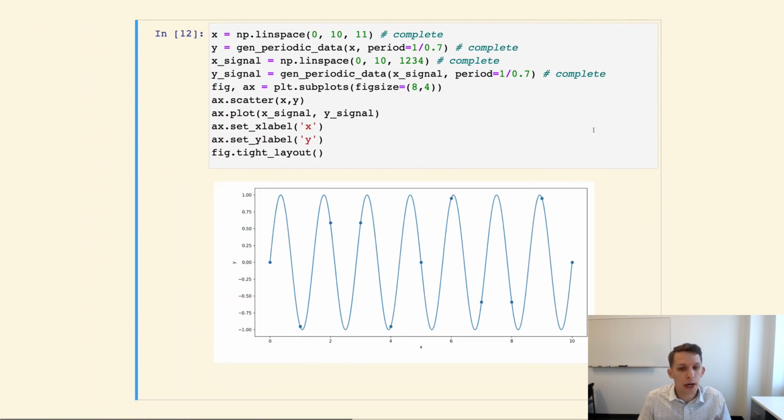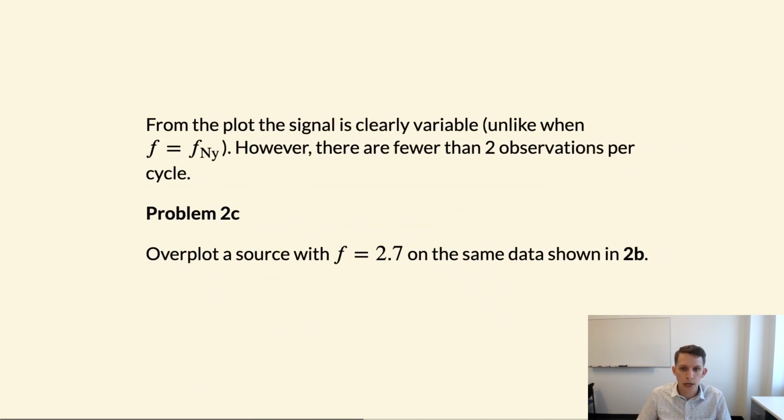Great. So now clearly there are variations in the data. That's great. You can see several observations here at different phases. So we have recovered a variable signal. So if we're not right at the Nyquist frequency, we can detect variability. That's great. So this source is variable.